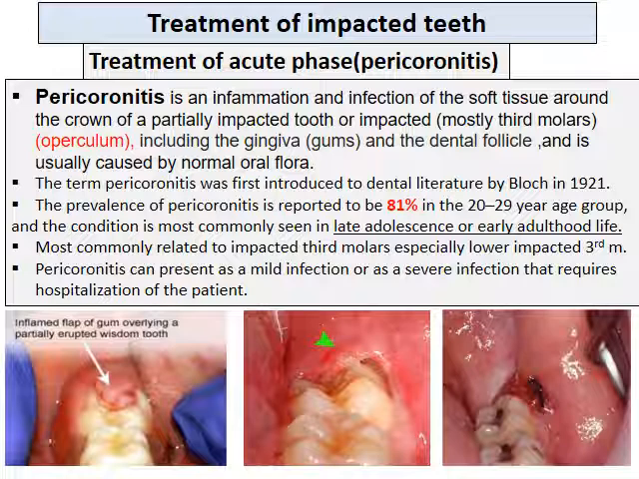As we talked before, we are talking about the complication of the impacted teeth, and we say that infection of the soft tissue around partially erupted or partially impacted teeth, we call that infection pericoronitis. It is an acute clinical entity associated with an impacted third molar or other impacted teeth, but mostly associated with the impacted lower third molar.